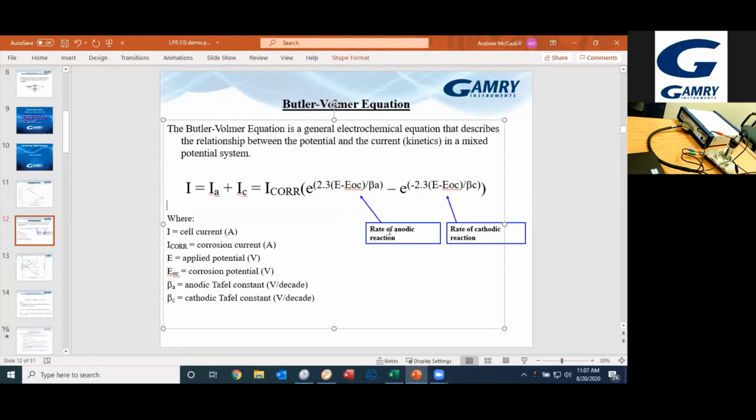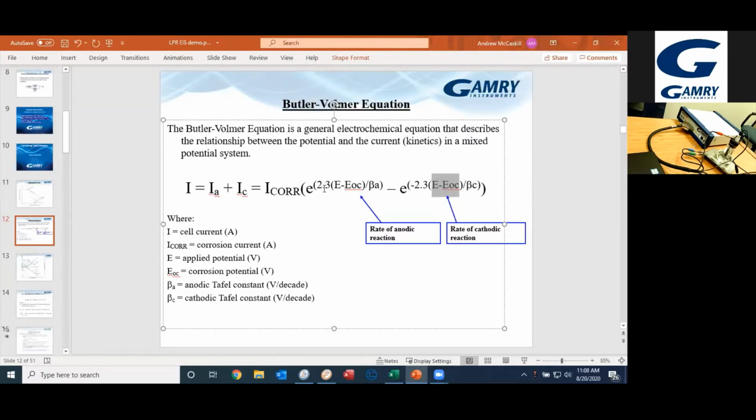So for the anodic reaction, if you move far positive of E-OC, then this term is going to become larger. This term right here on the other side is going to become much smaller. The anodic reaction is going to dominate the system, and this term right here is going to affect what the observed current is. Conversely, if you apply more negative potential, then you're going to see this term right here start to dominate, and the rate of the cathodic reaction is going to dominate the system.